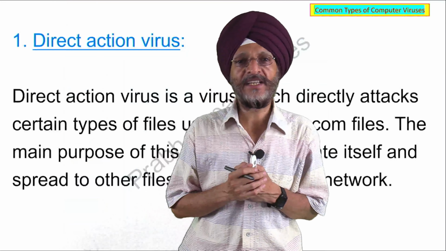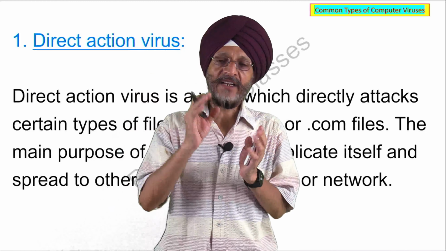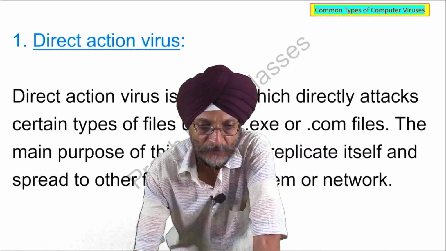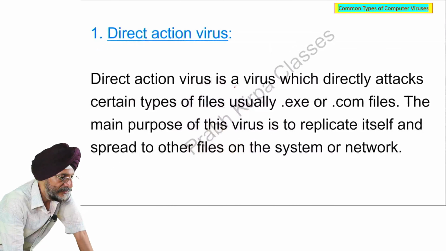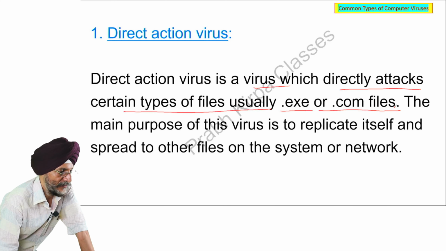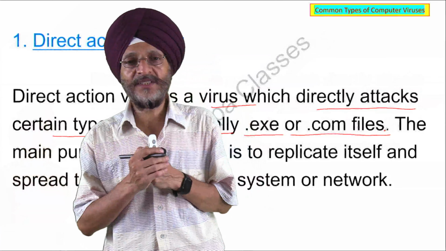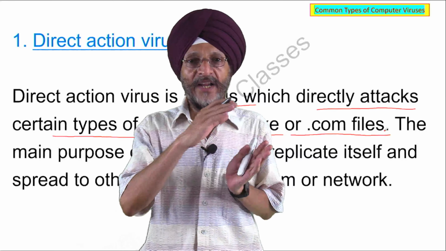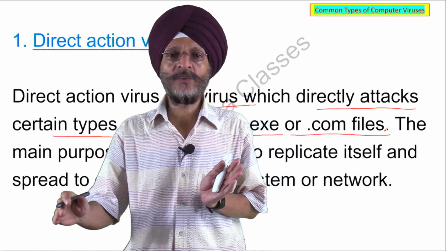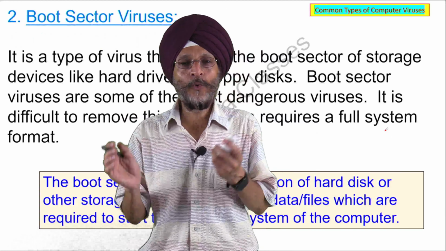First is direct action virus. As the name suggests, this causes direct attack. What type of attack and on which? This is a virus which directly attacks certain types of files, usually .exe or .com files. The main purpose of this type of virus is to replicate itself and spread to other files on the system or network.